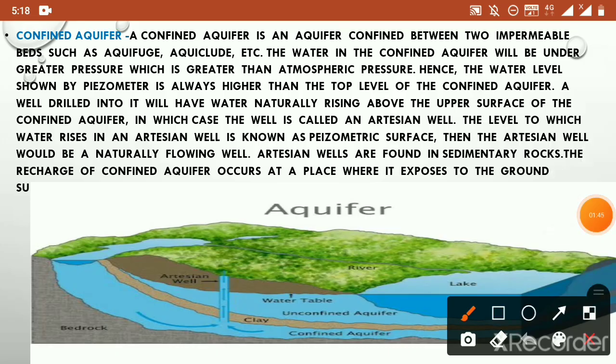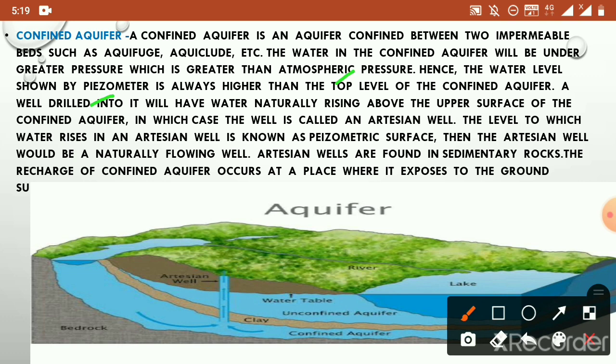The second type of aquifer is the confined aquifer. A confined aquifer is an aquifer which is confined between two impermeable beds such as aquicludes, etc. The water in this aquifer will be under pressure greater than atmospheric pressure. Hence, the water level shown by a piezometer is always higher than the top level of the confined aquifer. A well drilled into it will have water naturally rising above the top of the confined aquifer.